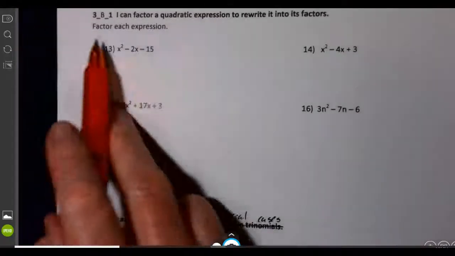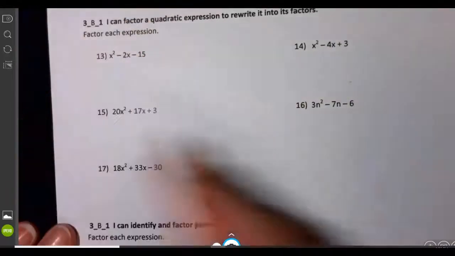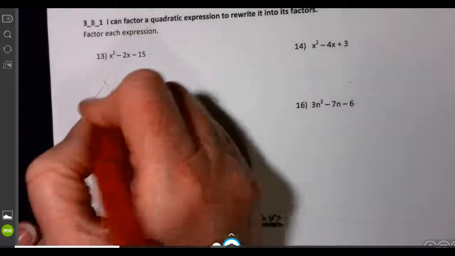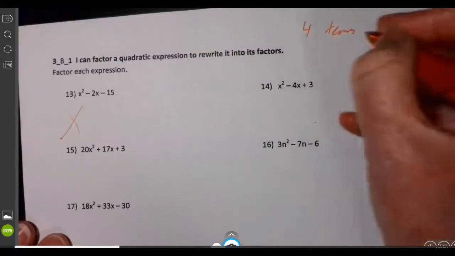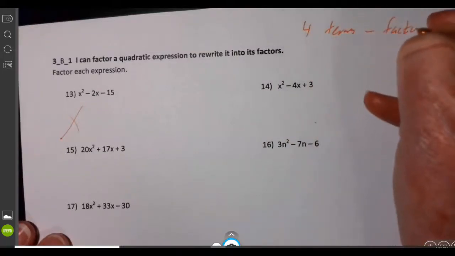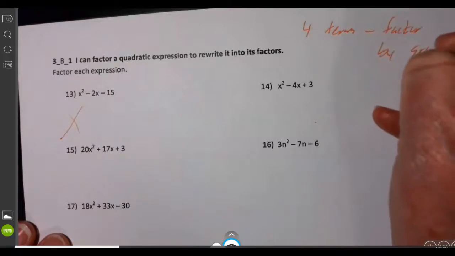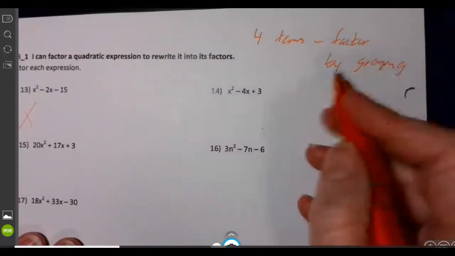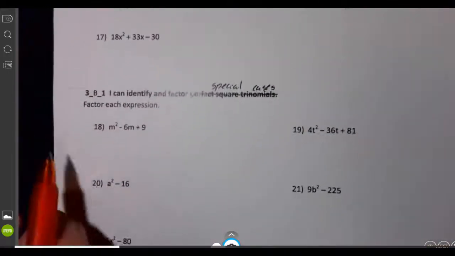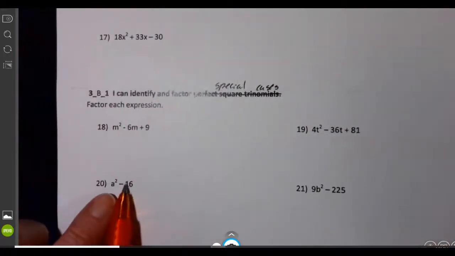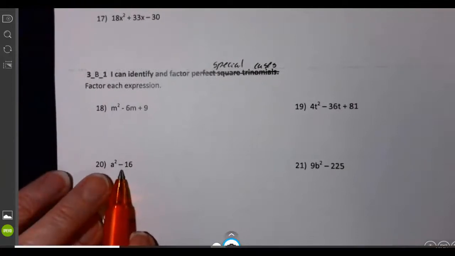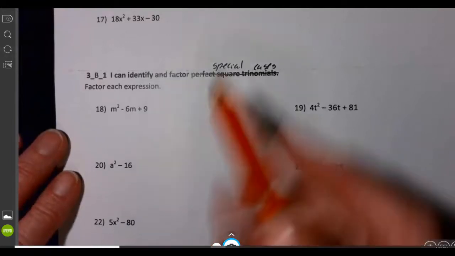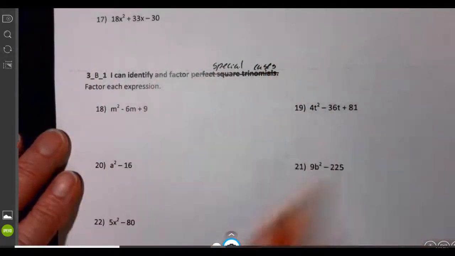On the next page, you're going to factor. This is where you're going to make an x. If I have 3 terms, I'm going to make an x. If I have 4 terms, I'm going to factor by grouping. And that's what you've been doing when we write it in expanded form. We have 4 terms, we're going to factor by grouping. If I have 2 terms, I'm going to either remember, just like I said in that last packet, that b is 0, or I'm going to use a shortcut. I can use a shortcut, and these happen to all be special cases.